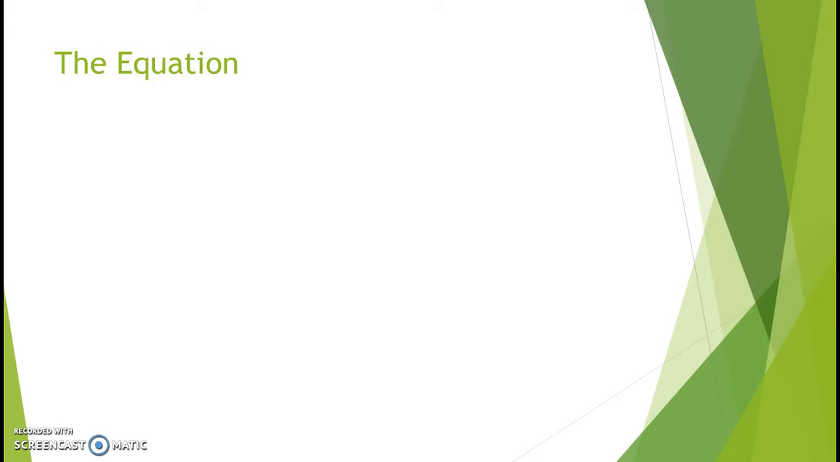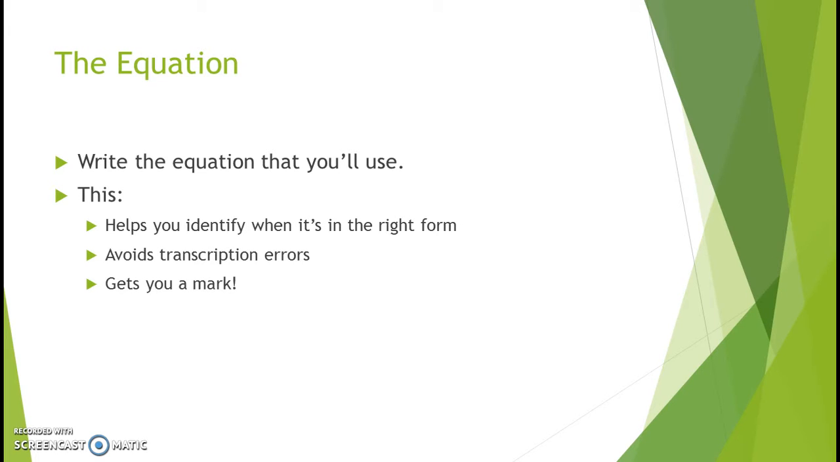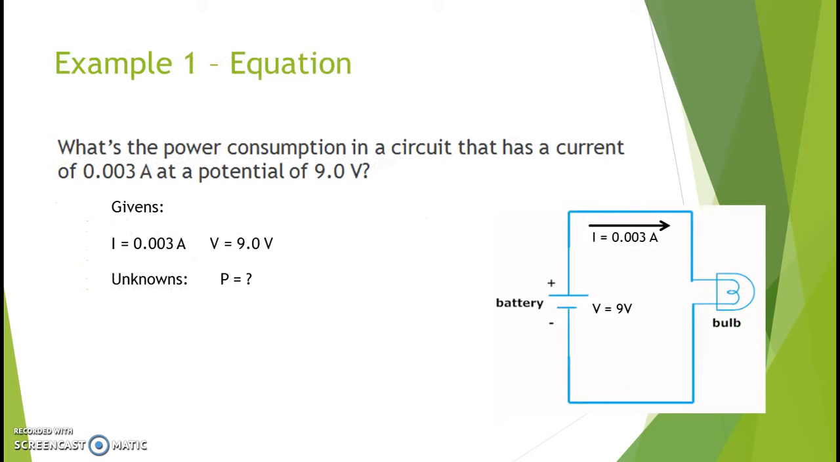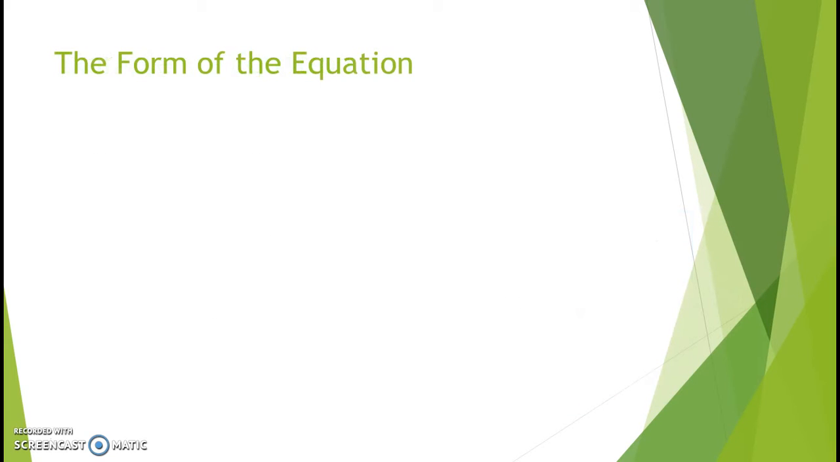The next item in the guess process, the equation. All you really need to do is write the equation that you're going to use. When you write this down, it helps you identify if it's in the right form or not. It helps you avoid transcription errors, and knowing the equation that you need to use gets you a full mark on the question without you getting necessarily the right answer. So we go back to our question at hand, and our equation, of course, is just P equals IV. Now we're not quite done. We need to identify if the equation is in the right form.